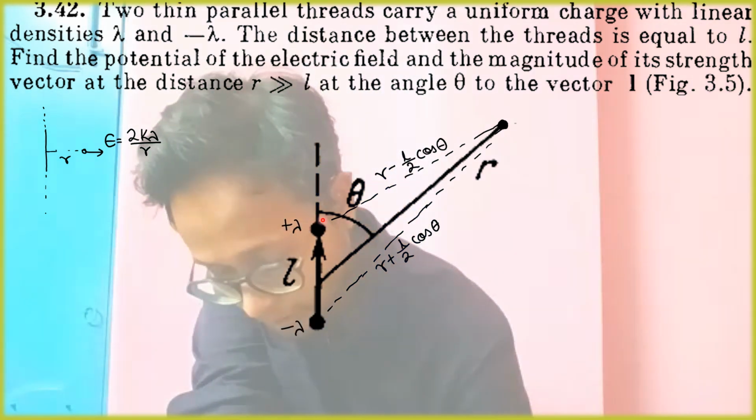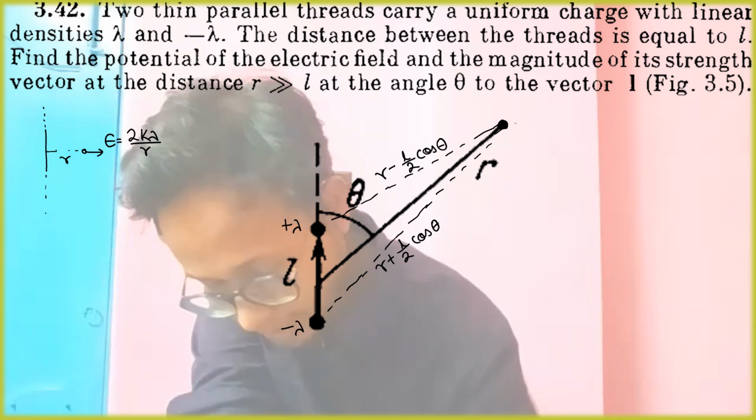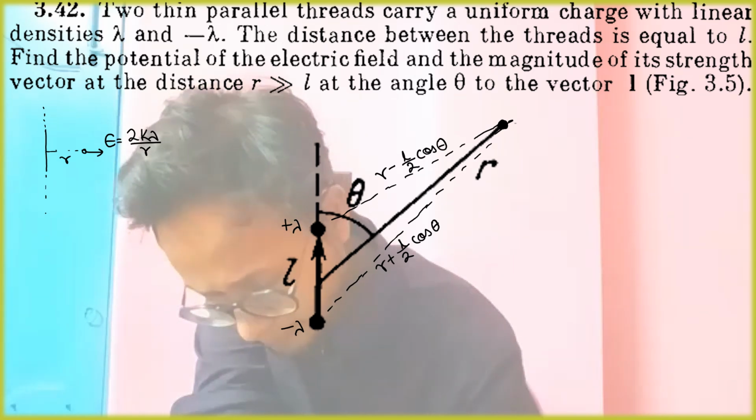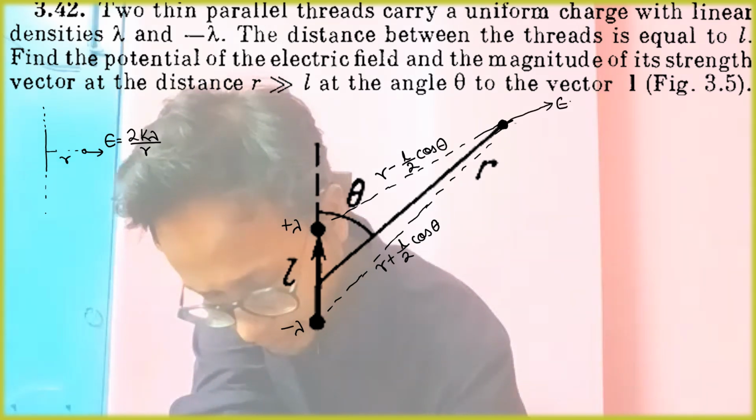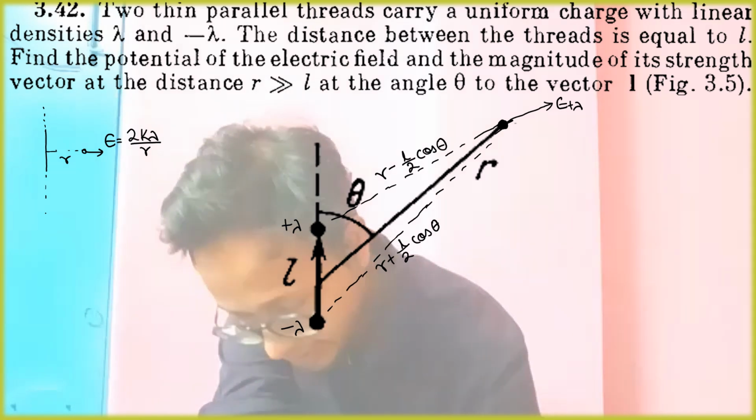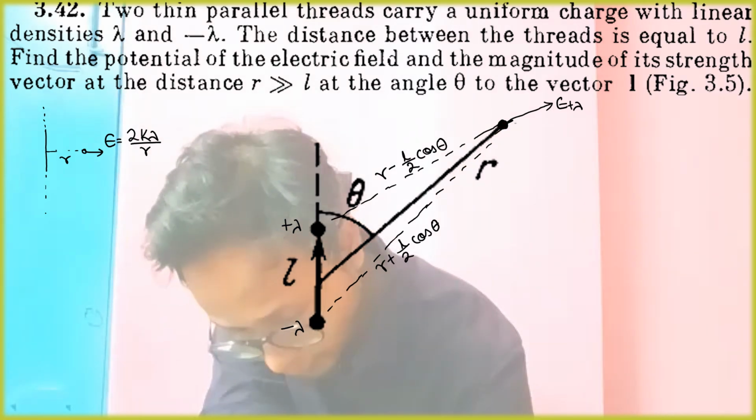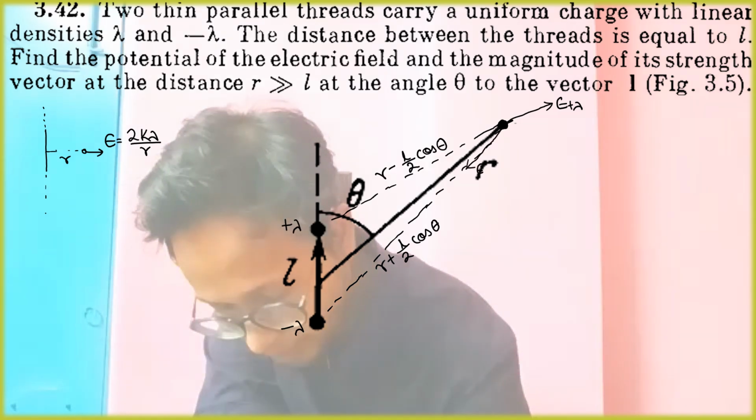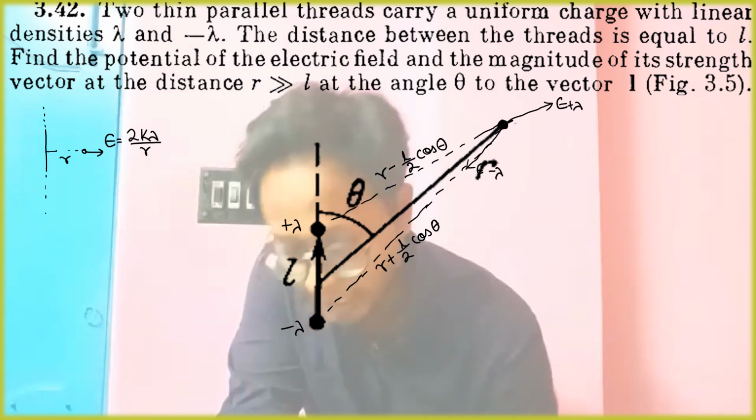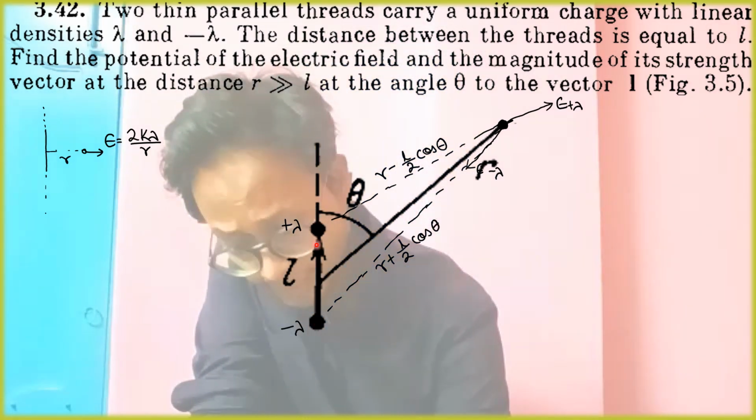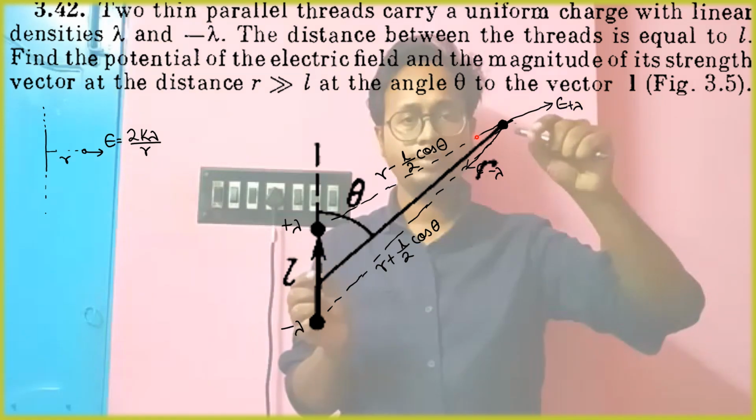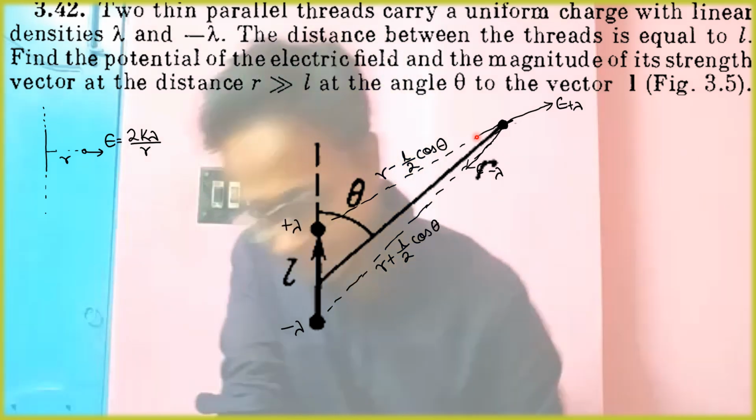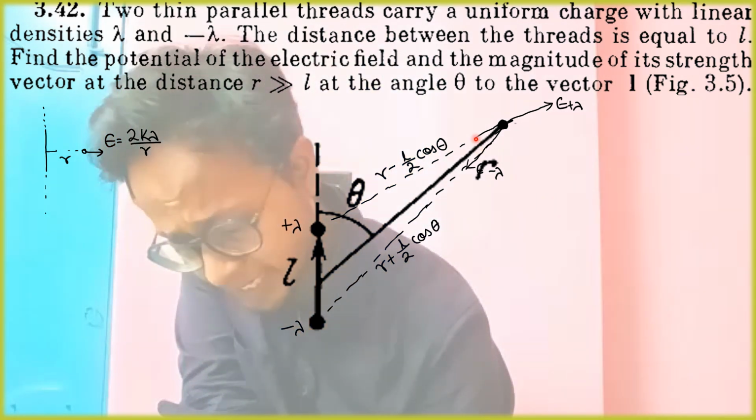Now, if I observe properly, due to this positive charge, the electric field would be in this direction, isn't it? Along the line, E due to plus lambda. Due to minus lambda, or due to this wire, the electric field would be in this direction, E minus lambda. Now, because we know this length L is much smaller than this distance R, isn't it? This length L is much smaller than this distance R.